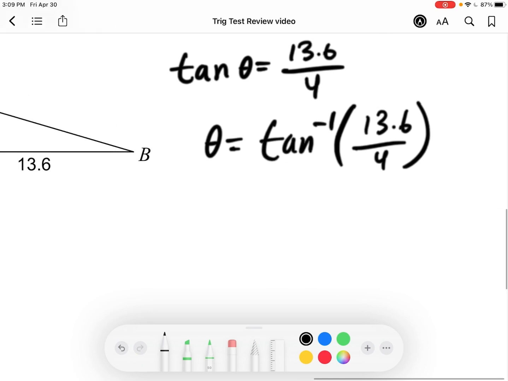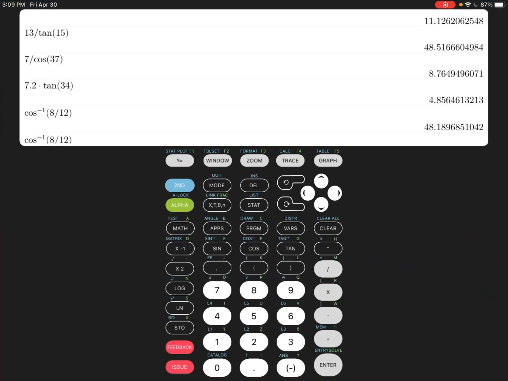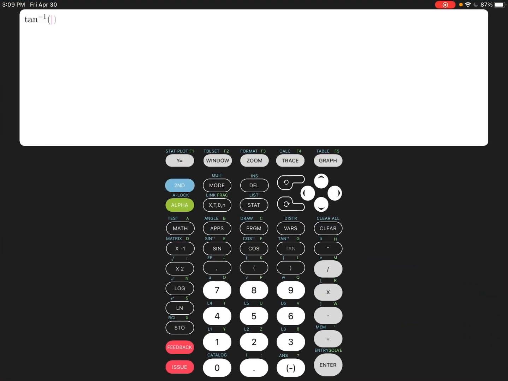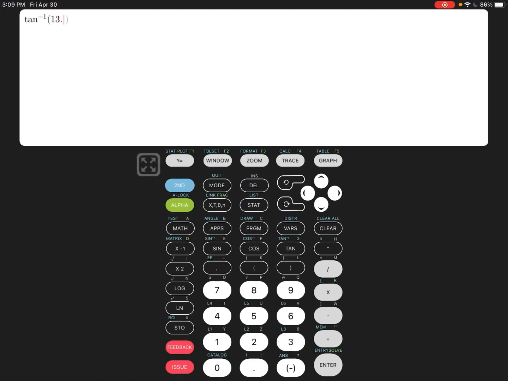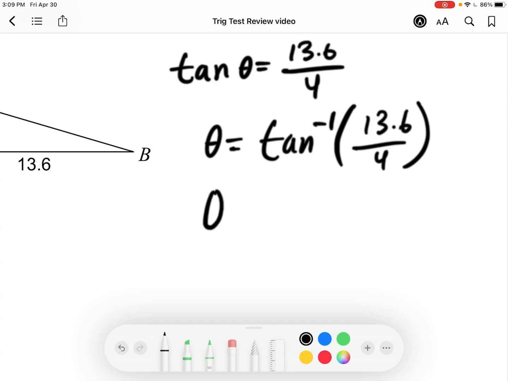Okay, so you're going to go to your calculator. You're going to type in the inverse of tangent, so that's second and tangent, of 13.6 divided by 4 in the parentheses. You click enter and you get 73.61, or 73.6 degrees. So theta is equal to 73.6 degrees.